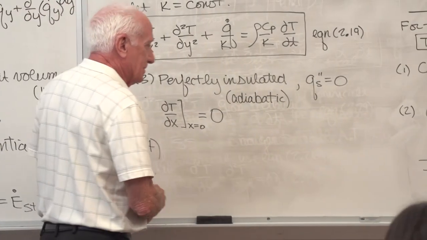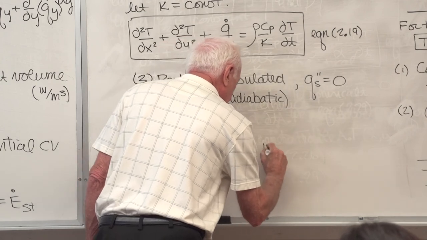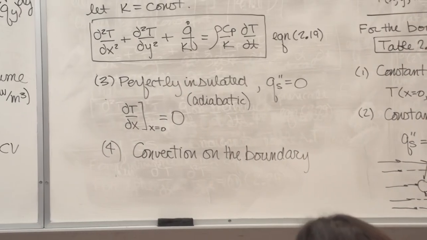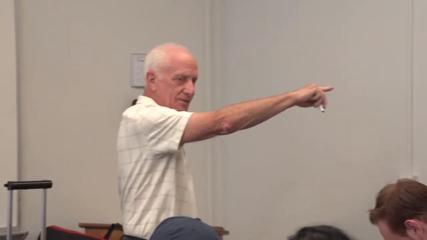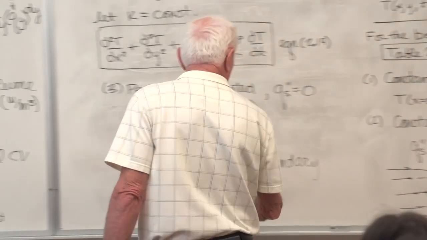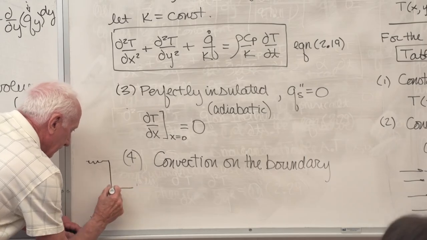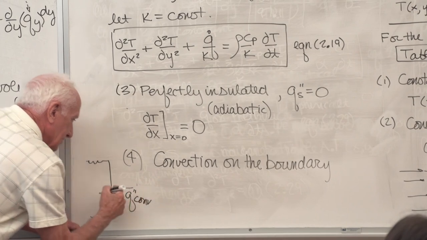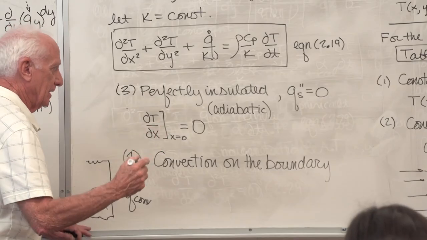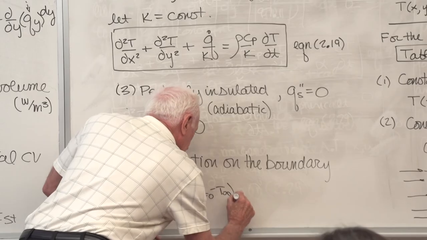Then we have four. Four is convection on the boundary. I blow a fan against that wall, a big floor fan against that wall. Yep, that's convection on the wall. It's not constant surface temperature, it's not constant heat flux, it's convection on the wall. Okay, well, here's my picture again. Convection. When it gets to the wall, how does it get into the wall? By conduction. So convection equals conduction. Here's convection. Here's conduction.